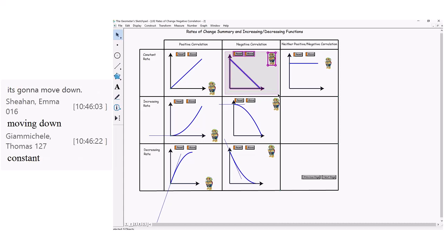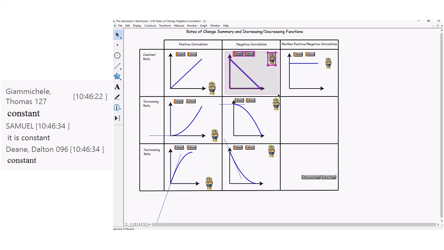All right, so definitely going to move down now, but how? At a constant rate? Will there be acceleration or will there be deceleration? All right, constant rate is correct. Let's do the one below it now. Again, direction of travel. Once you've decided, the direction of travel comes solely from correlation. What is the correlation of the curve? And then you have to look at the shape of the curve to decide the kind of rate of change.